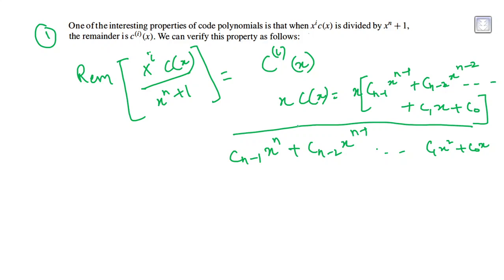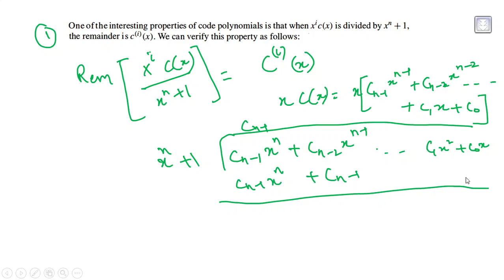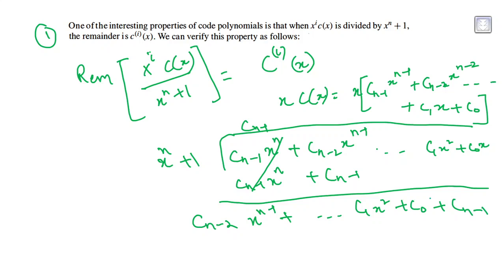divided by x to the power of n plus 1. Multiplying it by C of n minus 1, I will be getting this plus C of n minus 1. XORing it, I will be cancelling out this term, so my final result will be C of n minus 2 x^(n minus 1) plus and so on, C1 x square plus C0 plus C of n minus 1. This is nothing but the one-bit shifted code word.